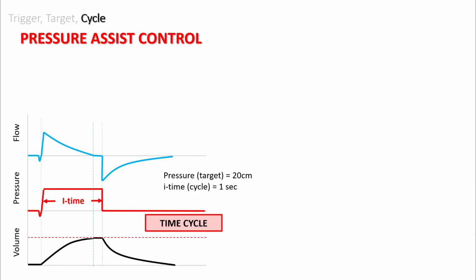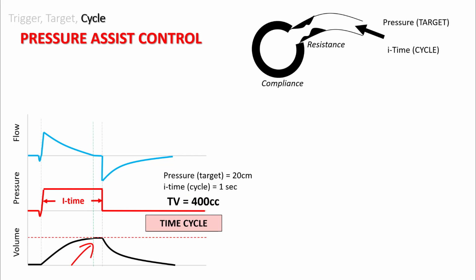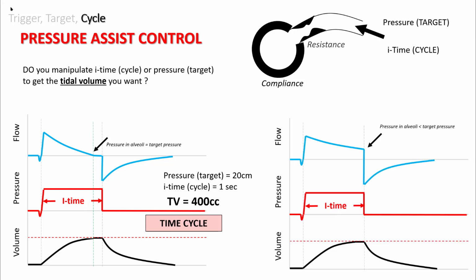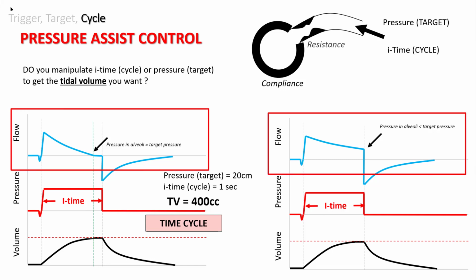Time is the cycling parameter in pressure assist control mode. If you give a target pressure of 20 centimeter and you keep your cycle parameter at 1 second, you will generate a tidal volume. Let's say you generate 400 cc's. This tidal volume will depend upon 4 components: the resistance and compliance of the circuit, and the pressure and the I time that you are providing the patient. Resistance and compliance are the part of the system, while pressure and I time can be manipulated to generate the tidal volume.